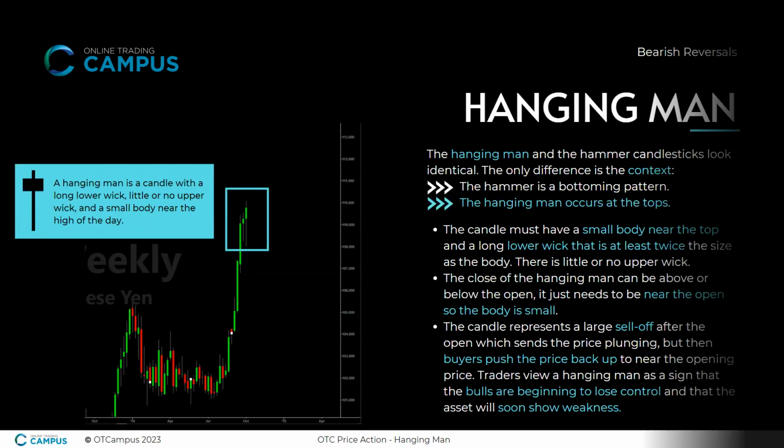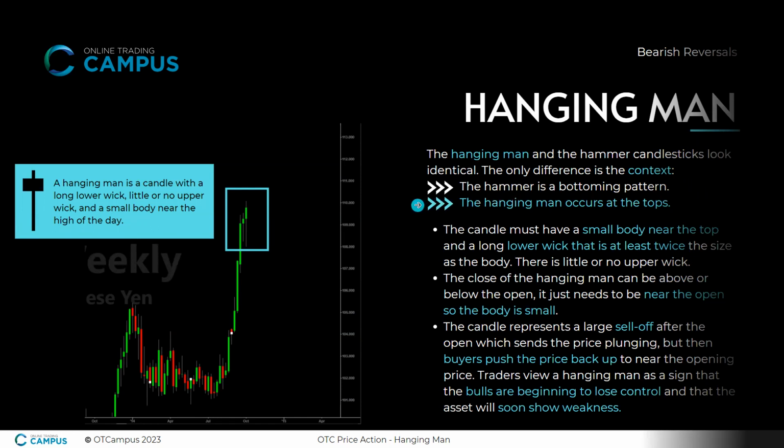Here it is a position. The hammer candle is a bottoming pattern. Remember, guys, on the module 1, this is a bullish reversal, right? The hammer candle is a bullish reversal. And look, we're here in a bearish reversal topic. Means the hammer candle is in the lows. You want to buy the hammer candle.